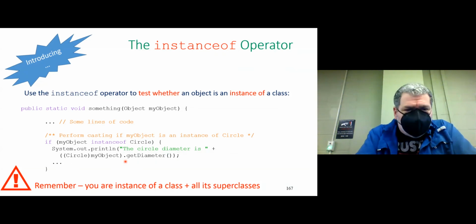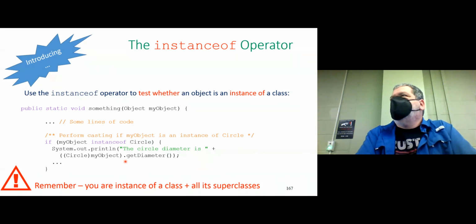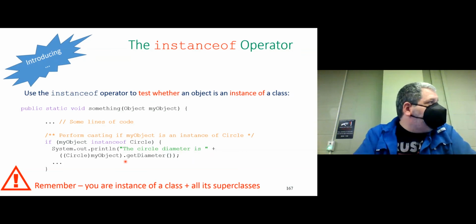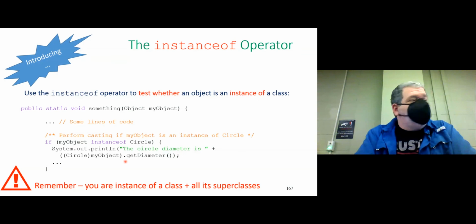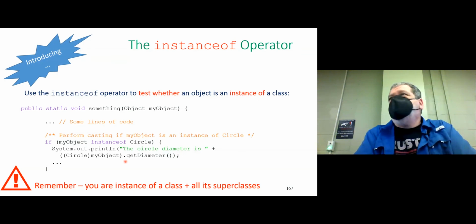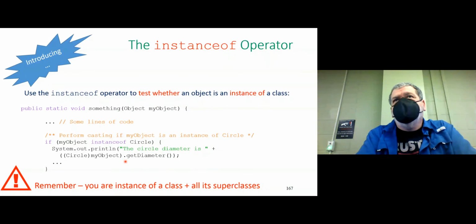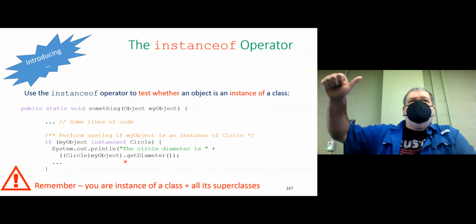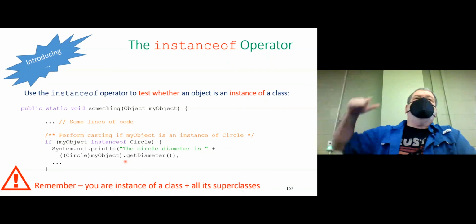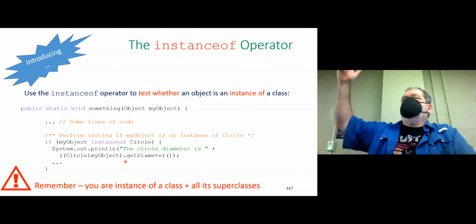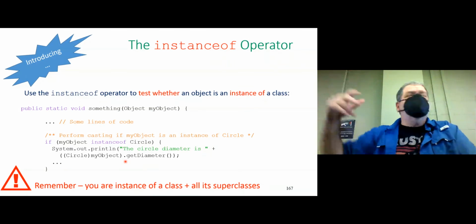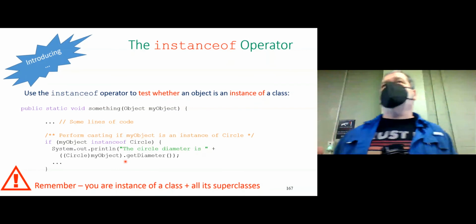If I was to ask, is my object an instance of, let's say we have that class geometric shape, that is a superclass of circle, right? If I was asking, is it an instance of geometric shape, the answer would be again yes. Because it's an instance of circle, and geometric shape is a superclass of circle, so it's both an instance of geometric shape and circle. So it's an instance of circle, its own class, geometric shape because it is a superclass, and then object because it's a superclass. And all of those expressions are going to come back true.